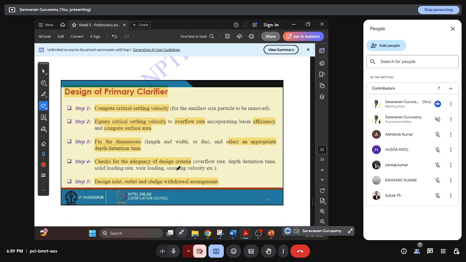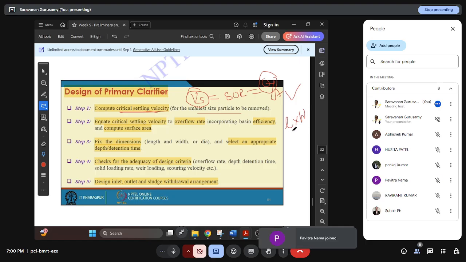How to design the clarifier, that is the sedimentation tank? First, I will compute the settling velocity with the smallest size particle, because larger particles will usually settle. This is the worst case, the smallest particle. How to find the critical settling velocity? By Stokes law. Then I will equate the settling velocity with the surface overflow rate. How to find the surface overflow rate? Q by A, right? I know Q, so I can find the area. The area will be L into B, W. I will fix any one, L or W, or I will fix a ratio 1 is to 2, sorry, 2 is to 1 or 3 is to 1. Then I can find L and W.